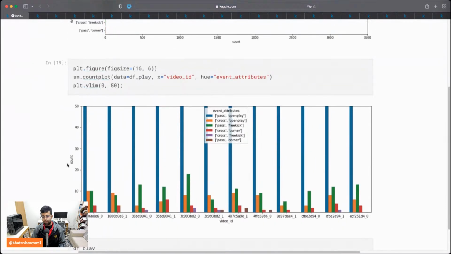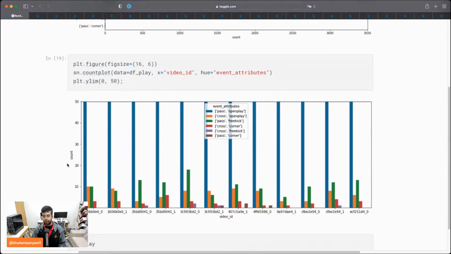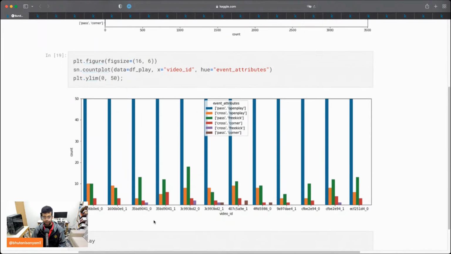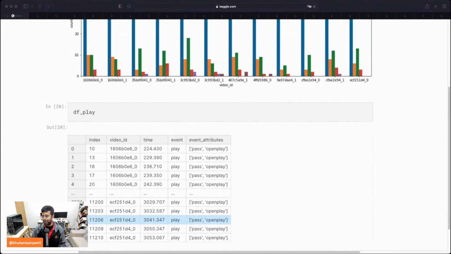So here are some more plots: is it a pass in open play versus cross in open play, free kick, etc. As you can see, throughout all the videos it's very common to see most of the events being passes in open play. And then trailing behind, I'd say the green bar, which is pass in free kick. Yeah, that looks like the second highest. So as a dumb baseline, you could just randomly predict those.